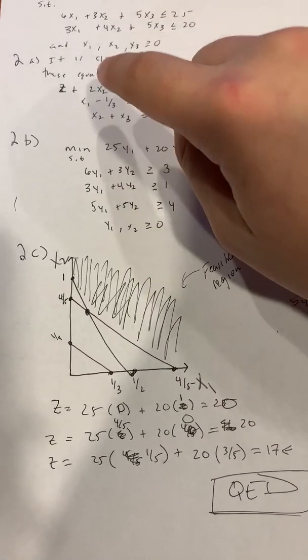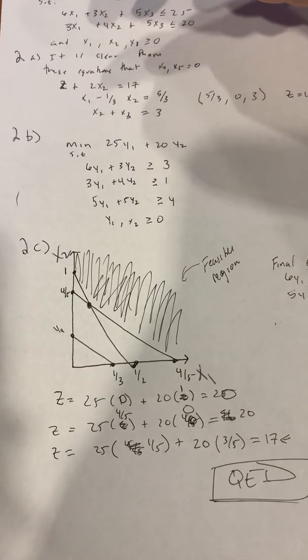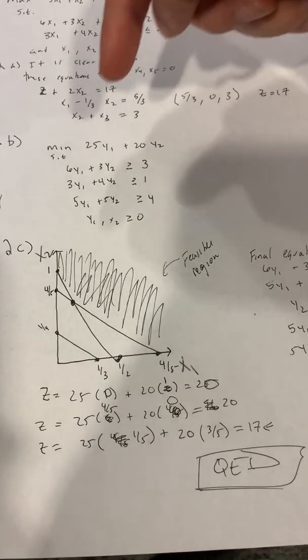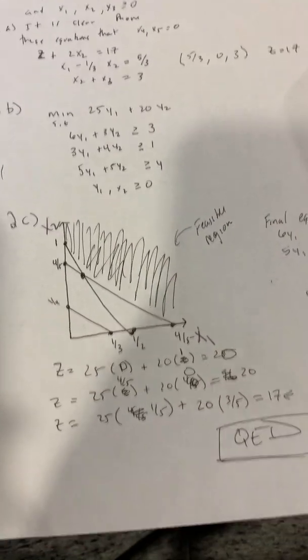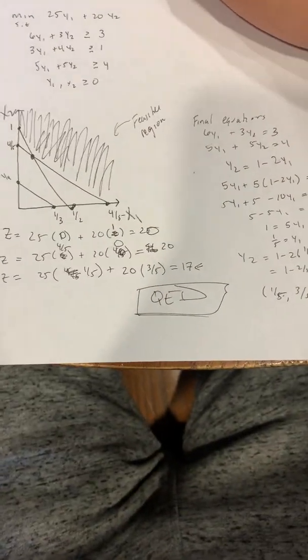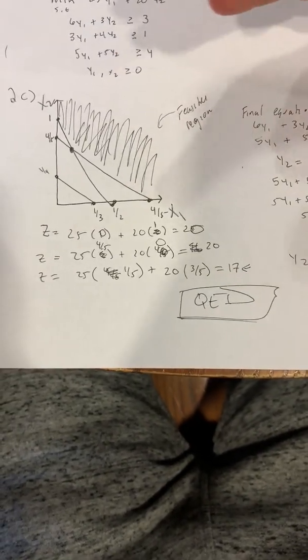So you have this 6x1 and 3x1. That becomes 6y1 plus 3y2, 3x2 plus 4y2, 5y1 plus 5y2, and obviously these are both non-negative values. So from there, we were able to construct this graph in order to identify the optimal solution, and to verify it, we built the graph.